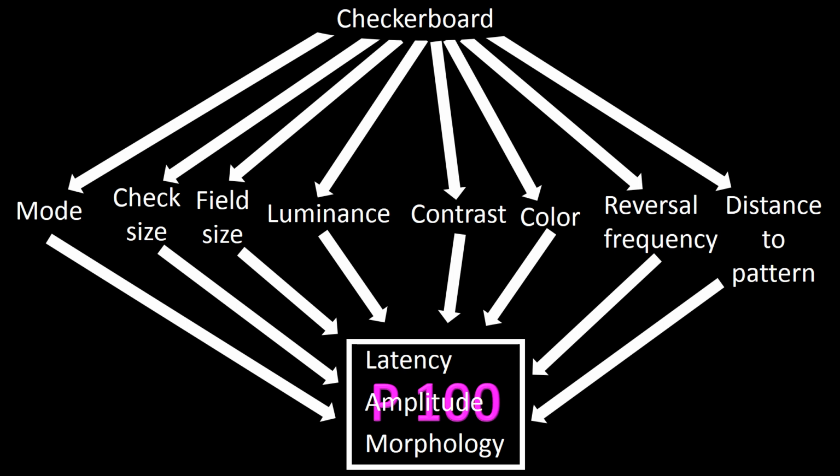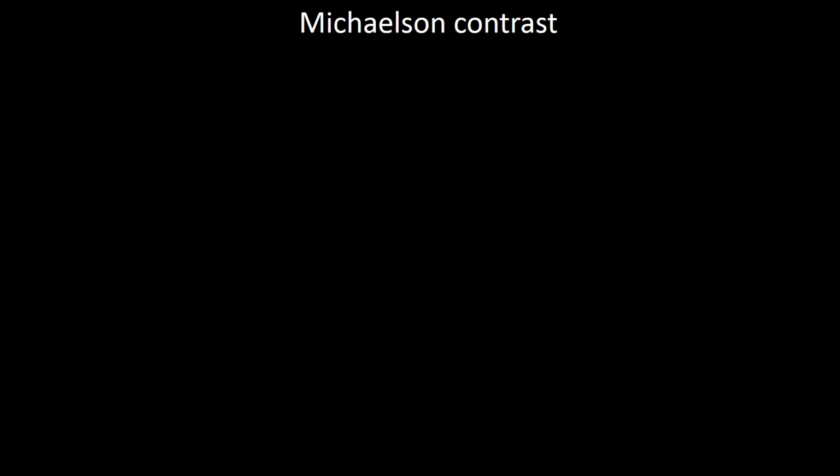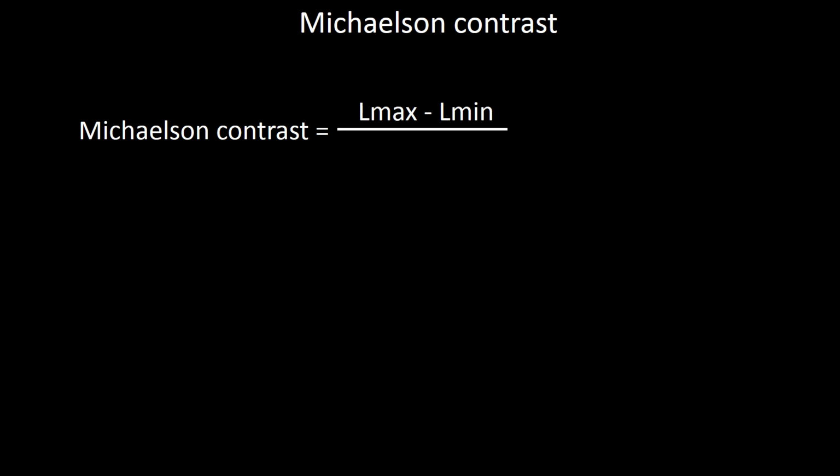Another factor that influences P100 is contrast. Contrast is measured using Michelson contrast values. Michelson contrast is determined by subtracting the minimal luminance from the maximal luminance of the white and black checks, dividing these results by the sum of the maximal luminance and minimal luminance, and multiplying the result of this division by 100.